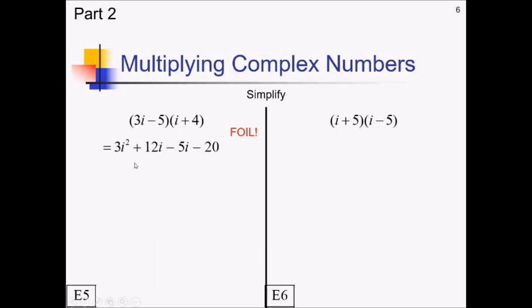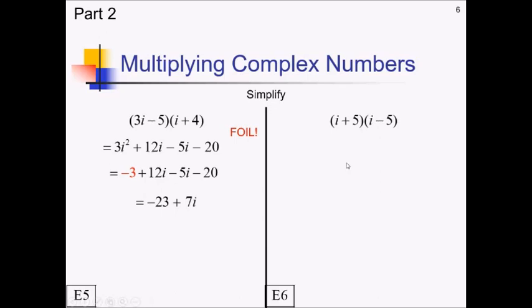And at this point, we have to be a little bit careful, because we know that any power of i above i to the first can be simplified. So i squared, we know that's really negative 1. So I'm just going to rewrite all of this with a negative 3 out there. And at this point, I can go ahead and combine like terms. So negative 3 minus 20, that's going to give me negative 23. And by convention, I always put the real number first. And then we have a 12i minus a 5i, giving us a plus 7i.